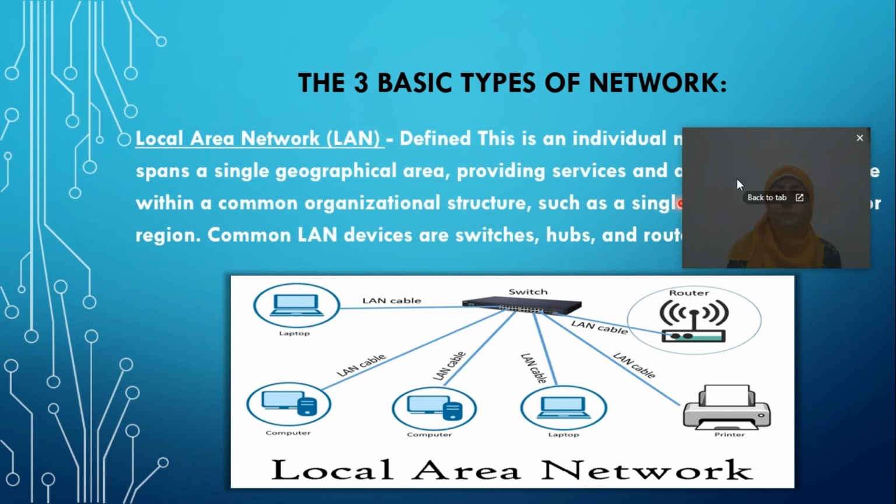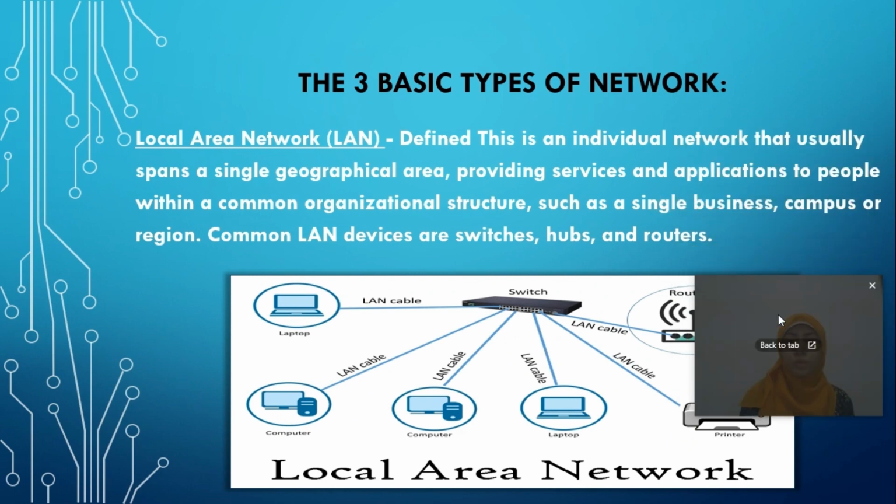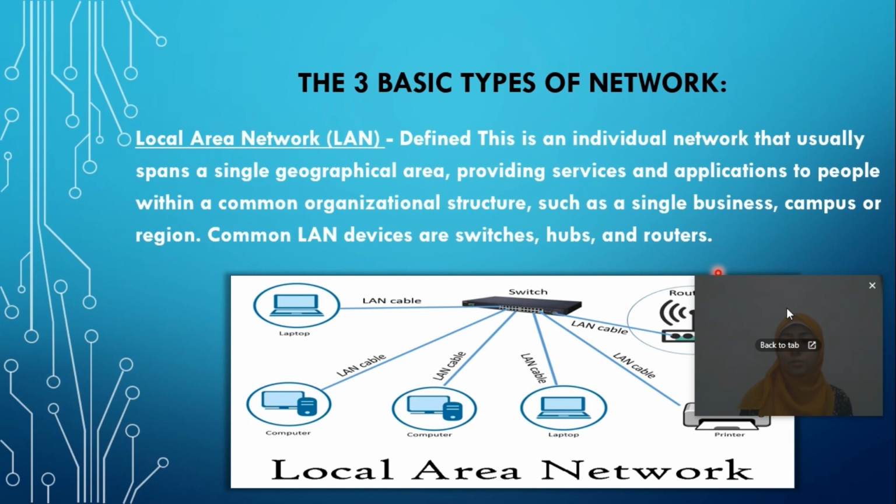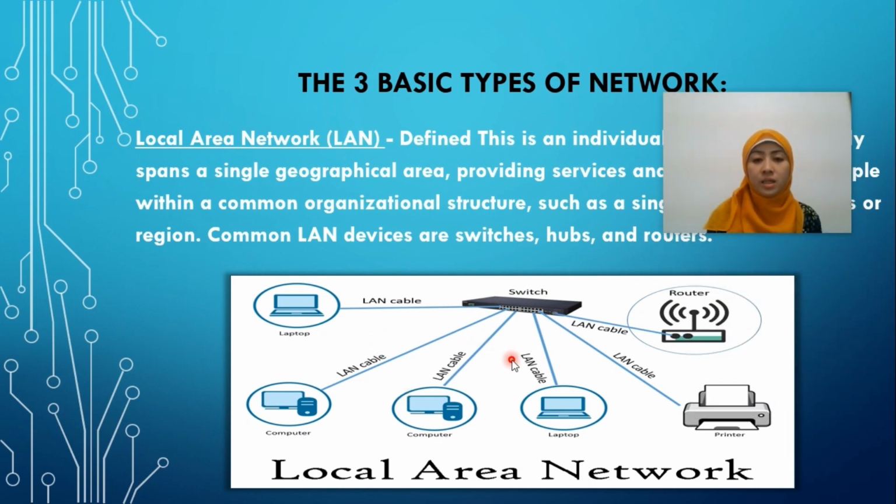So here we have the local area network, or LAN. This is an individual network that usually spans a single geographic area, providing services and applications to people within a common organizational structure, such as a single business, campus, or region. Common LAN devices are switches, hubs, and routers. Here below you can see the image of a LAN connection. We have laptops and devices here, and switches, routers, and printers that represent a local area network.